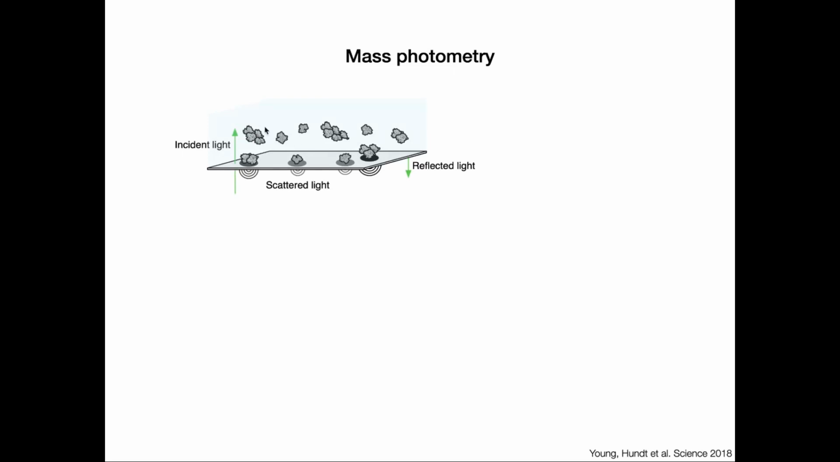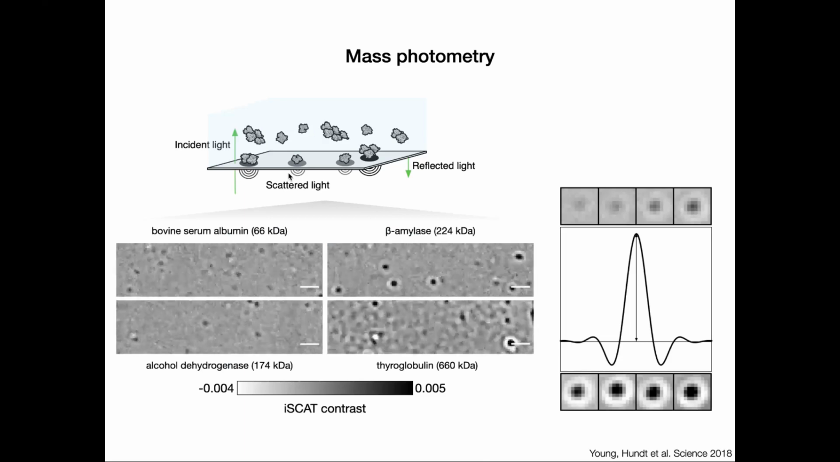And with the same microscope, you collect the light that returns from the sample. And this light is a combination of two things. One is the reflected light from the water-glass interface. And the second component is the scattered light from the molecules that land on the surface. These two lights interfere with each other on the camera, such that the proteins appear as dark spots on a bright background. So if you record a movie of the landing molecules, you see these dark spots.